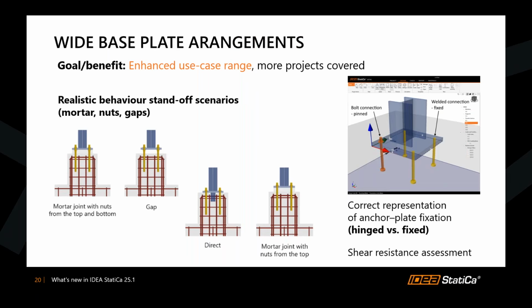And now for the base plate arrangement. We have allowed a wide selection of base plate arrangements for enhanced use cases, so you can cover more projects. As you can see here, mortar joint with nuts on the top and bottom, gap. We have direct and mortar joints with nuts from the top only, right? And then we can also change the connection between the base plate and the anchor itself, which is hinge or fixed. This will affect the shear resistance design or assessment.